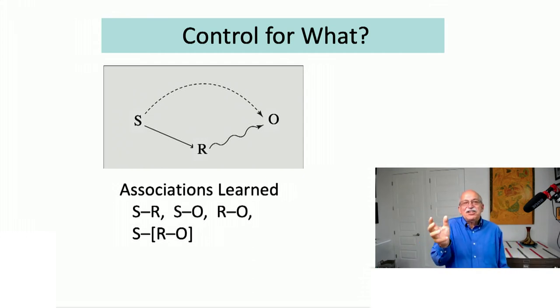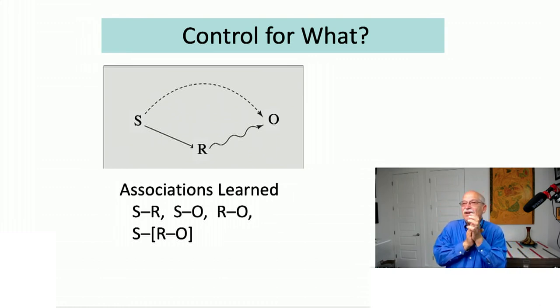So if you want to contemplate how to design a control procedure, you have to ask yourself, what are you controlling for? Are you controlling for S-R learning? Are you controlling for S-O learning? Are you controlling for R-O learning? Or are you controlling for that more complex associative structure listed below that? Well, here's the deal, folks. I've never seen anyone raise this issue. People often ignore the question of whether you need a control group in operant conditioning, and even if they do raise that issue, they rarely focus on what they are going to be controlling for.